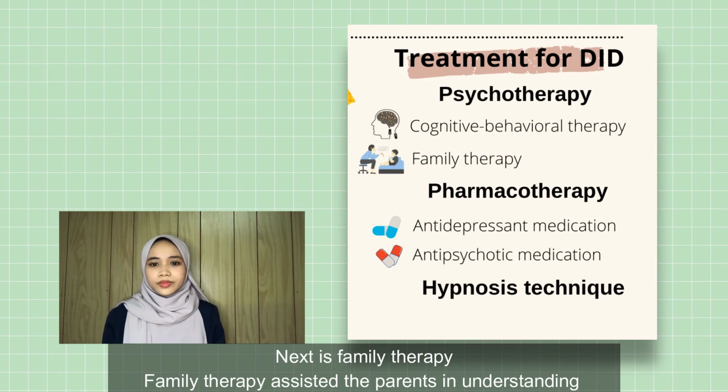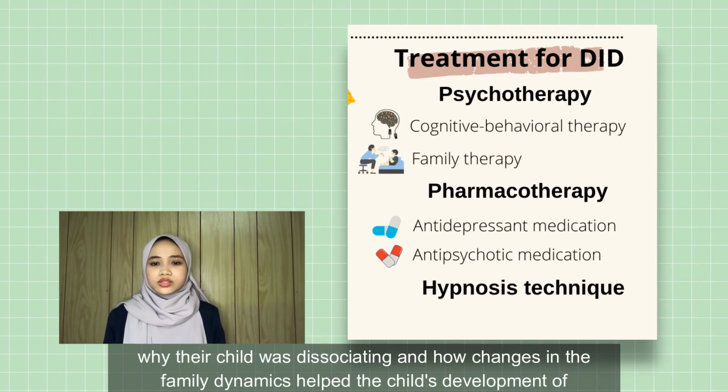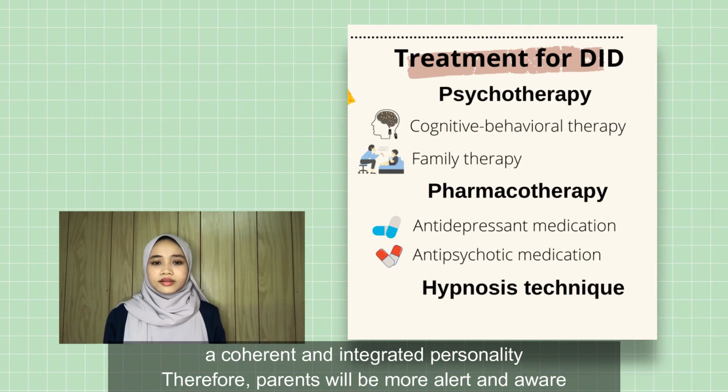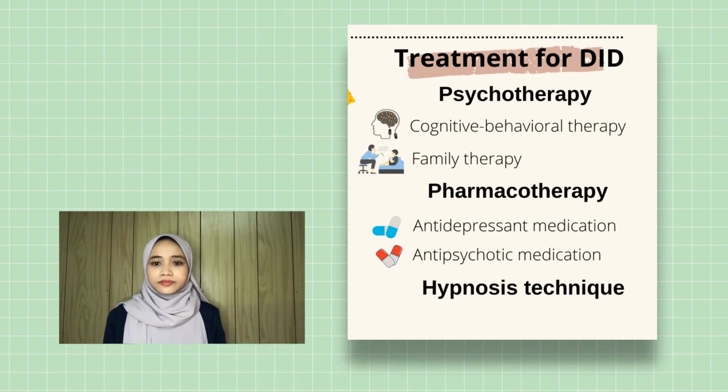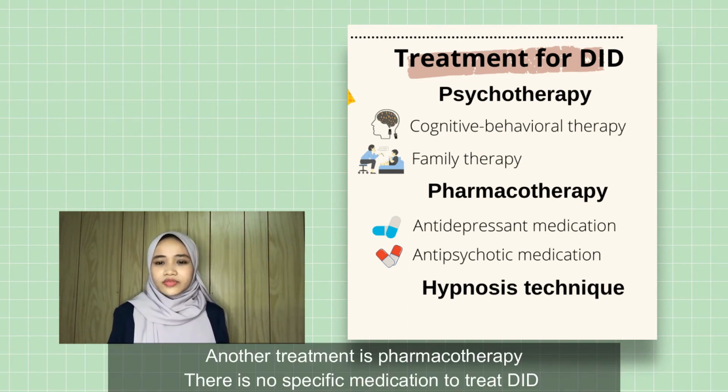Next is family therapy. Family therapy assists the parents in understanding why their child was dissociating and how changes in the family dynamic help their child develop a coherent and integrated personality. Therefore, parents will be more alert and aware of the symptoms their child is experiencing and will know how to deal with the disorder.